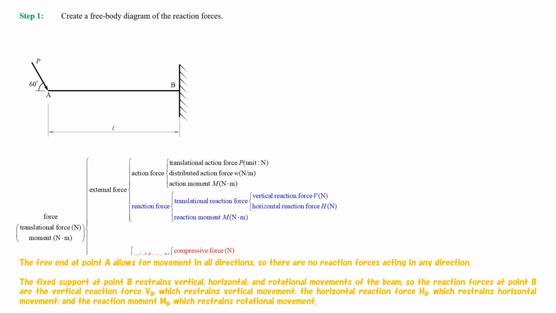The free end at point A allows for movement in all directions, so there are no reaction forces acting in any direction. The fixed support at point B restrains vertical, horizontal, and rotational movements of the beam, so the reaction forces at point B are the vertical reaction force VB, which restrains vertical movement, the horizontal reaction force HB, which restrains horizontal movement, and the reaction moment MB, which restrains rotational movement.